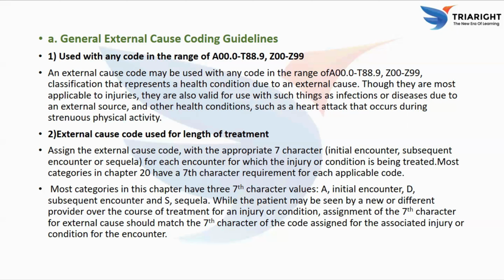code for that encounter. For example, the initial encounter is the fracture of right radius. So you have to assign the code S52.501A for the fracture of right radius. And also the unspecified fall. The fall is not specified in the record. So you will assign the unspecified fall code, which is W19.XXXA. So changing doctors does not change the seventh character. So the encounter type depends upon the stage of treatment but not the provider.